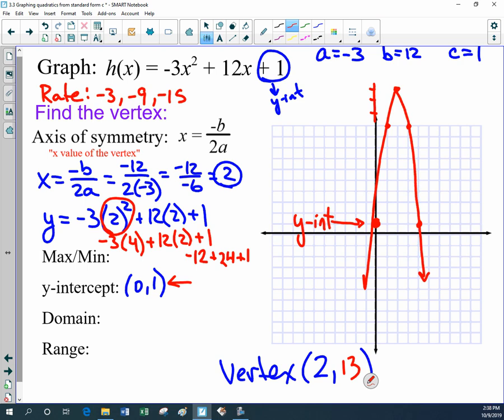Okay, and let's answer our questions. So this time the vertex is a max, it's the highest point. The domain is still going to be all real numbers because the graph is going to go infinitely left and right. The range, so this time, going from bottom to top, is negative infinity all the way up to 13. 13 is included, so it is a bracket. Okay, and there's our graph.